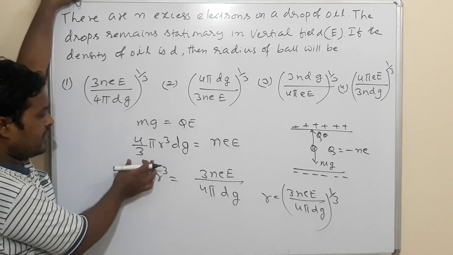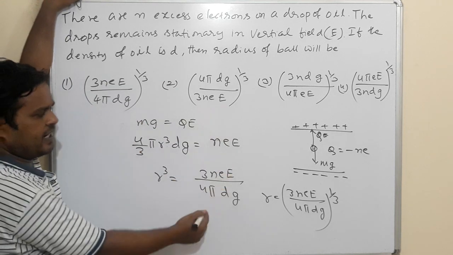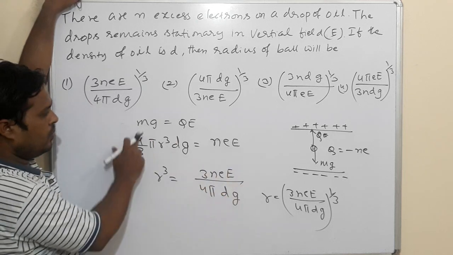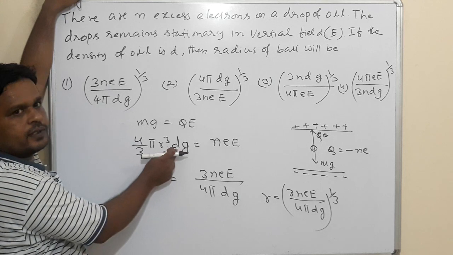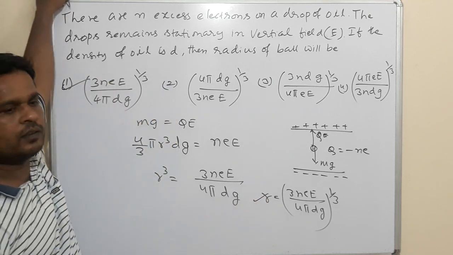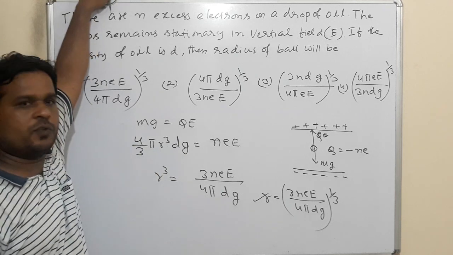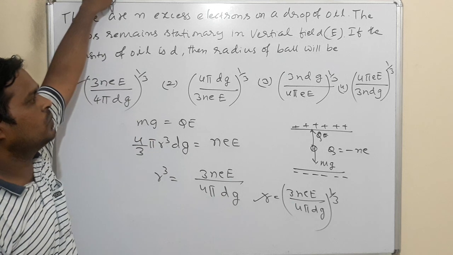Mass I am substituting as volume into density. It is remaining stationary, we have to reach up to radius. From the mass, what I substituted? Mass is nothing but volume into density. So this is the radius. Okay. These are the few examples based on equilibrium of charges.